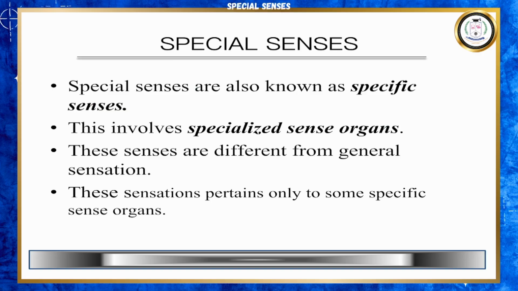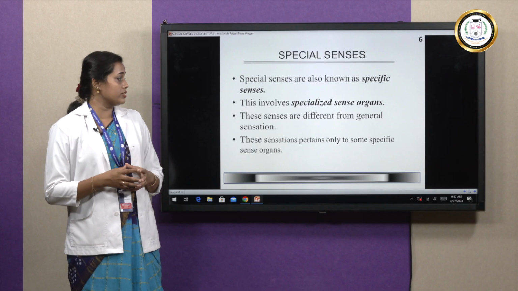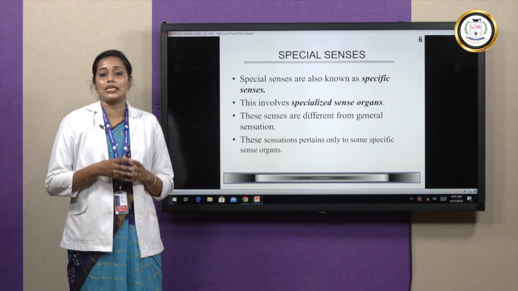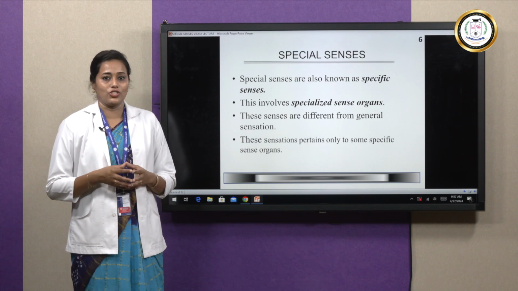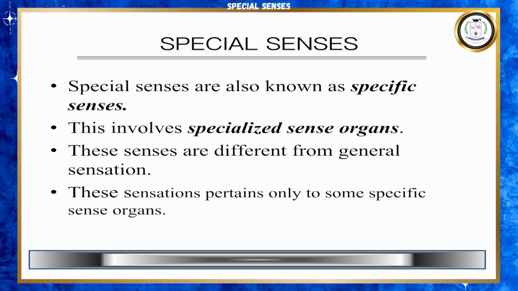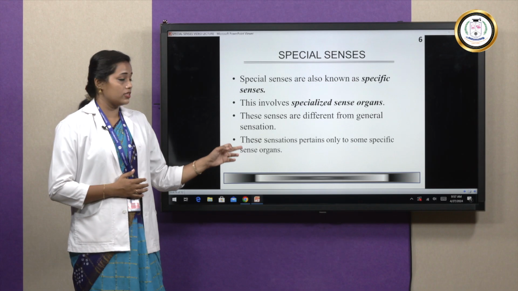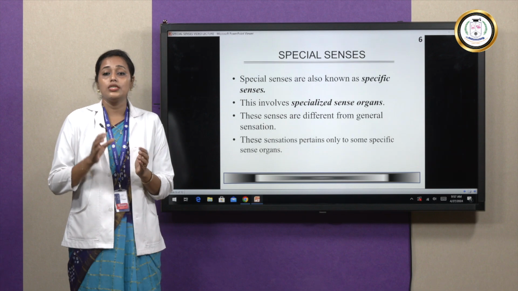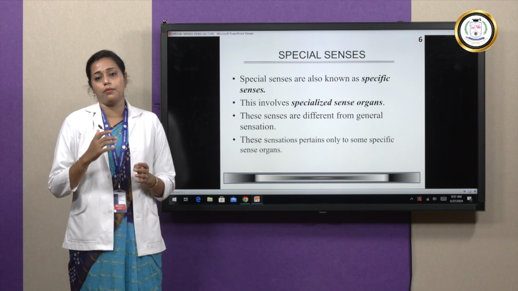Next comes the specialized sensation. The specialized sensation is also known as specific or special sensation. This special sensation involves some specialized sense organs such as the eye, ear, tongue, etc. So, the special sensations are completely different from the general sensation. The sensation will be pertaining to some form of sense organs in our body.